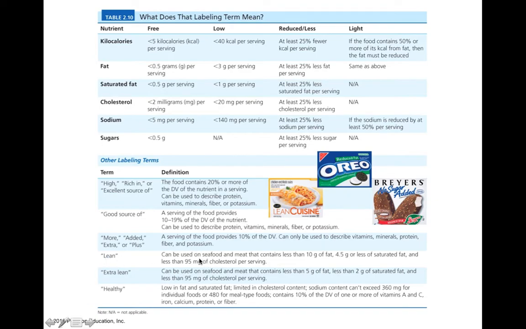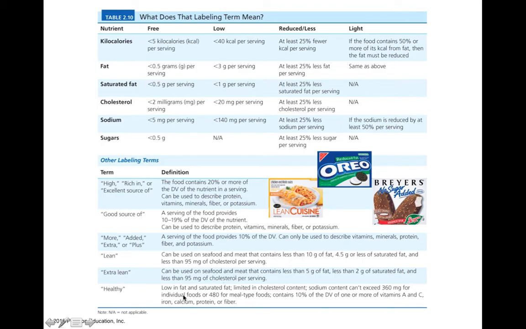Lean is only used if you are able to show that it has lower fat. And that's going to be used on seafood or meat generally, and it's going to have less than 10 grams of fat, 4.5 grams of saturated fat, and less than 90 milligrams of cholesterol per serving. Even leaner than that would be considered extra lean, and that would be less than 5 grams of fat, less than 2 grams of saturated fat, and less than 95 milligrams of cholesterol.